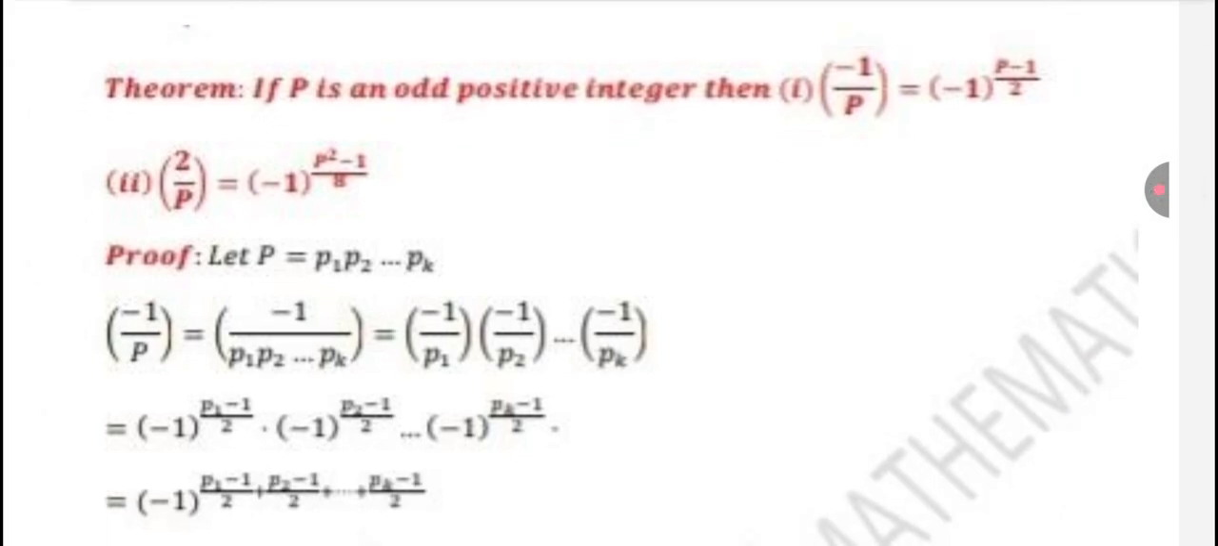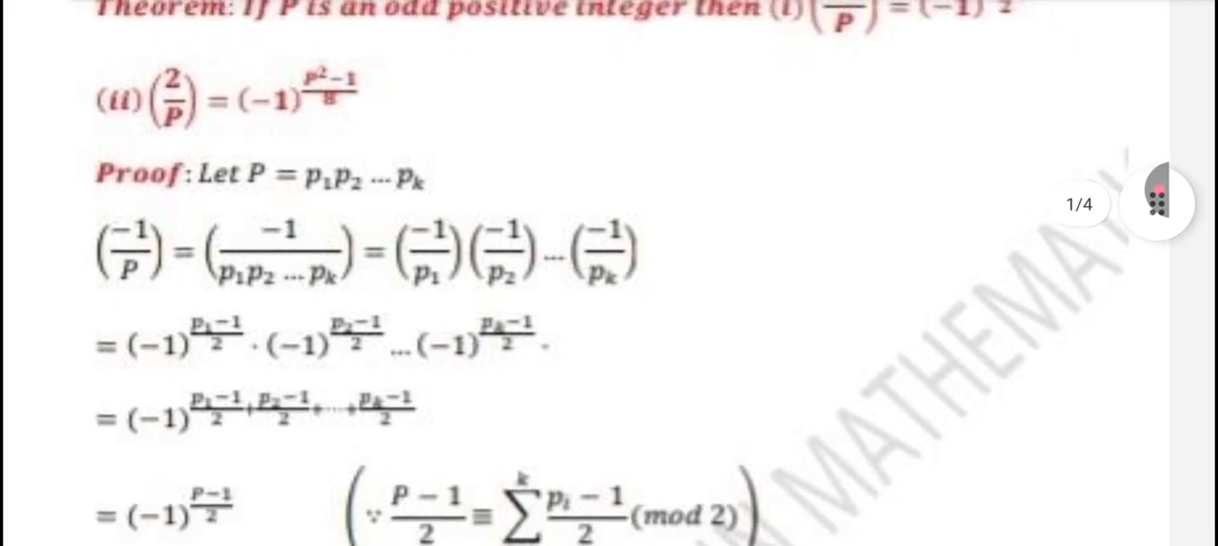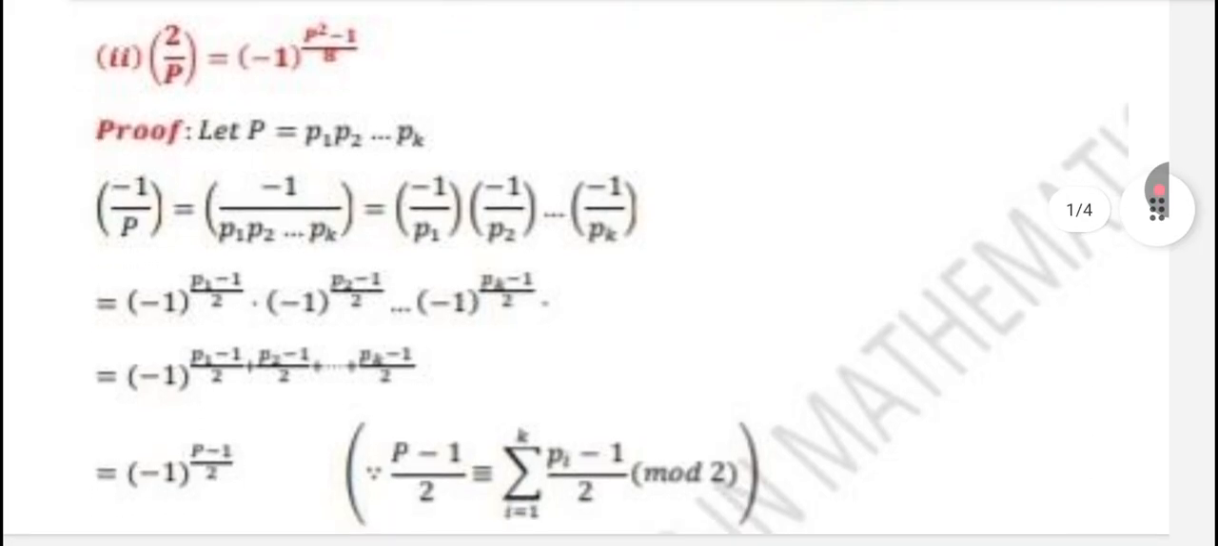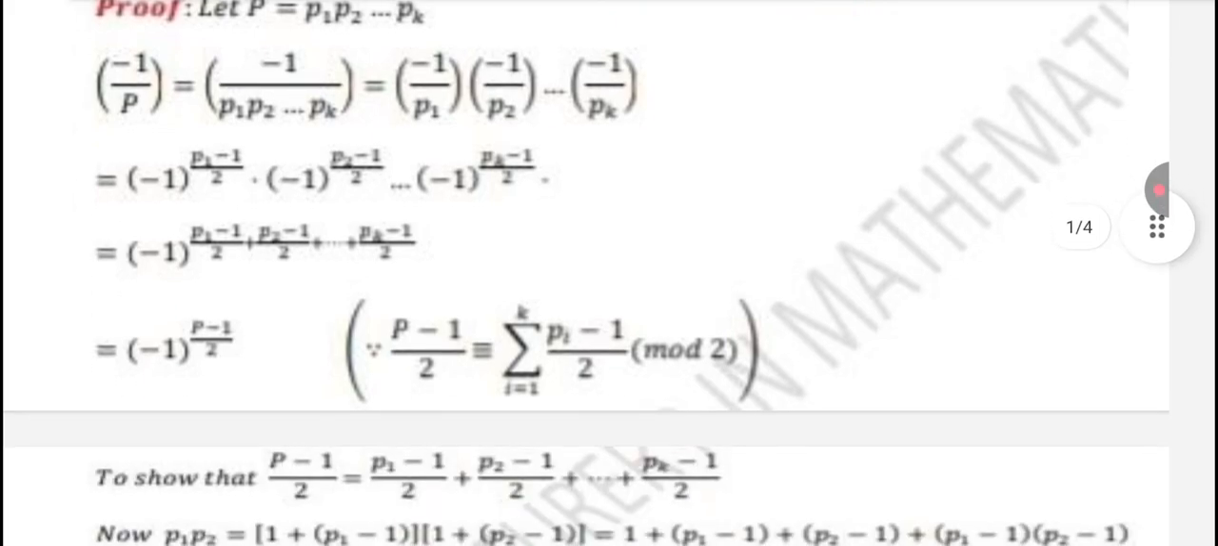So this is nothing but (-1) to the power of (p1-1)/2 + (p2-1)/2 + etc. + (pk-1)/2. So the sum of all these powers is nothing but (p-1)/2, because the summation of (pi-1)/2, i running from 1 to k, mod 2 is equal to (p-1)/2. Now I am going to show that (p-1)/2 is equal to the summation of these k terms, that is (p1-1)/2 + (p2-1)/2 + etc. + (pk-1)/2.